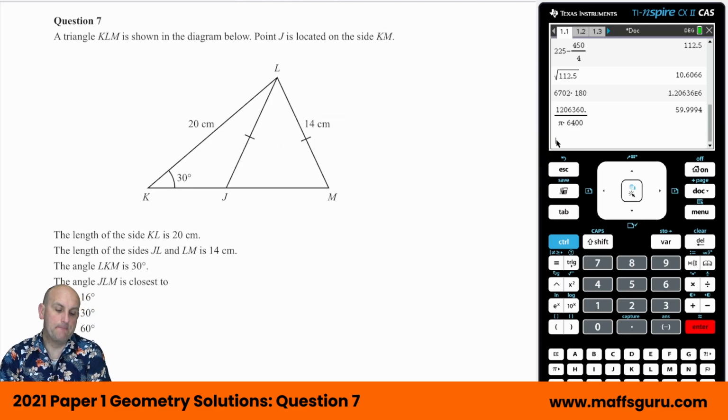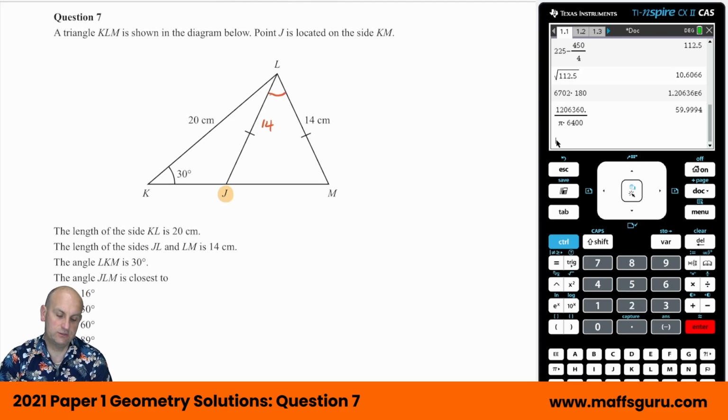A triangle KLM is shown in the diagram below. Point J is located on the side of KM. Awesome. So that's just telling me that there's point J. Hello, point J. The length of the side KL is 20. The length of the sides JL and LM are 14. So I'm actually just going to write that one on there as well. 14. The angle JLM. Sounds like a pop group, doesn't it? JLM is closest to. All right.